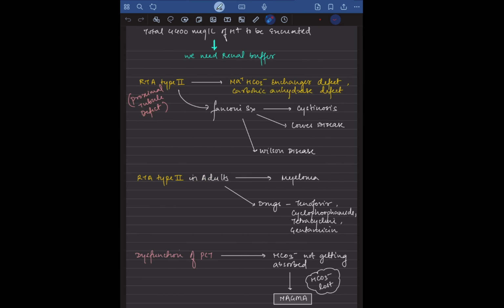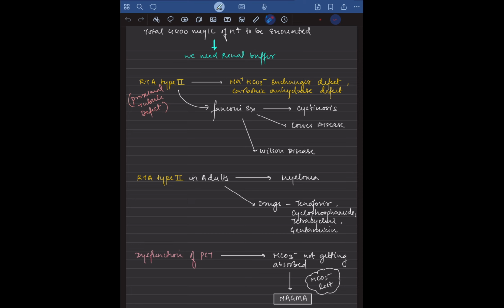So of course, there is a renal tubular acidosis if the PCT is involved. That is a type 2 renal tubular acidosis we see. So that is a proximal tubule defect. There would be a sodium bicarb exchanger defect or a carbonic anhydrase defect. This is a genetic defect that can be seen, which can be associated with cystinosis, Lowe's, Wilson's. Okay, there could be such diseases, which can be galactosemia, tyrosinemia. They can be associated with it.